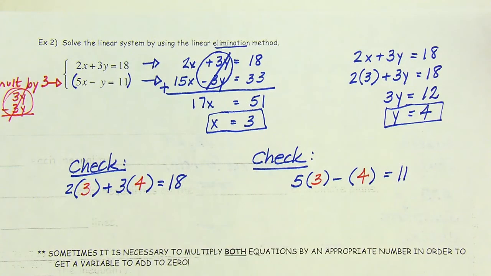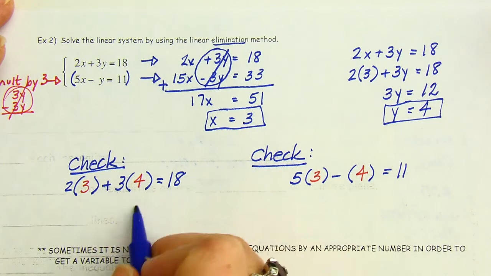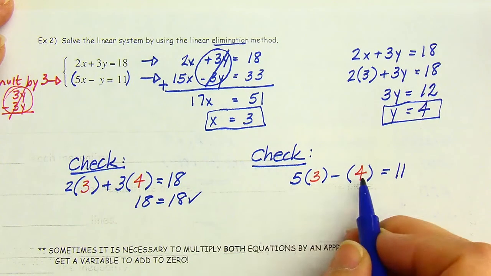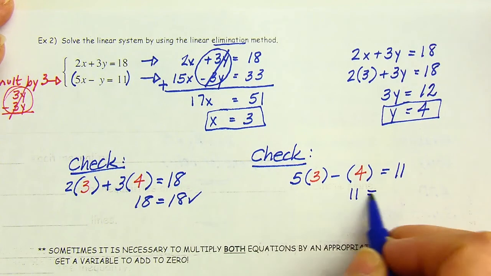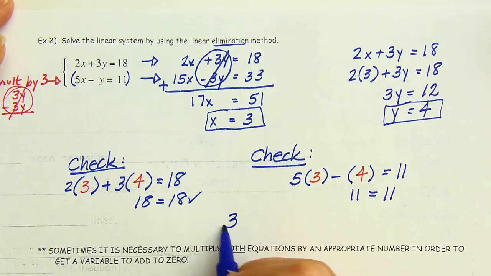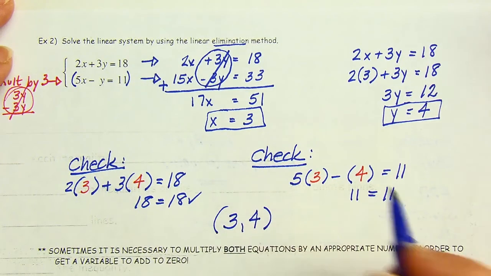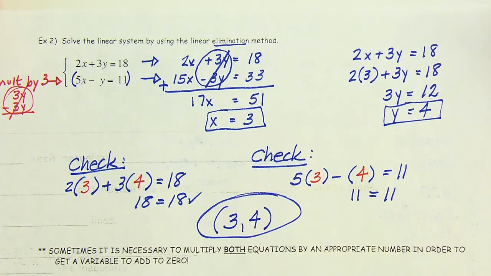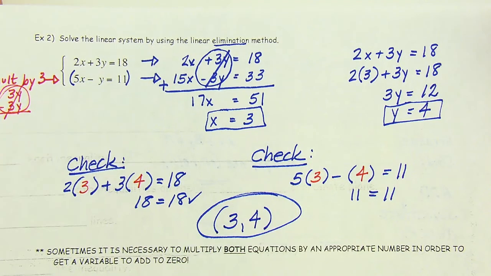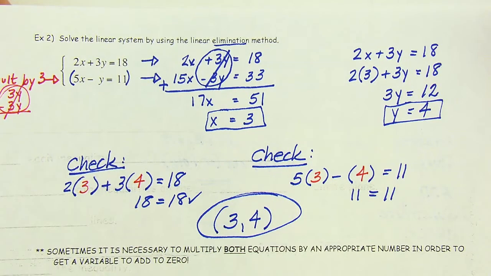You could pick up a calculator. I don't know, this is 6, this is 12. What's 6 plus 12? 18. This is 15, minus 4 is 11. They both work, so now I can conclude that the solution to my system is the ordered pair in parentheses 3, 4. So if you have any questions, please ask in class or post on the discussion.